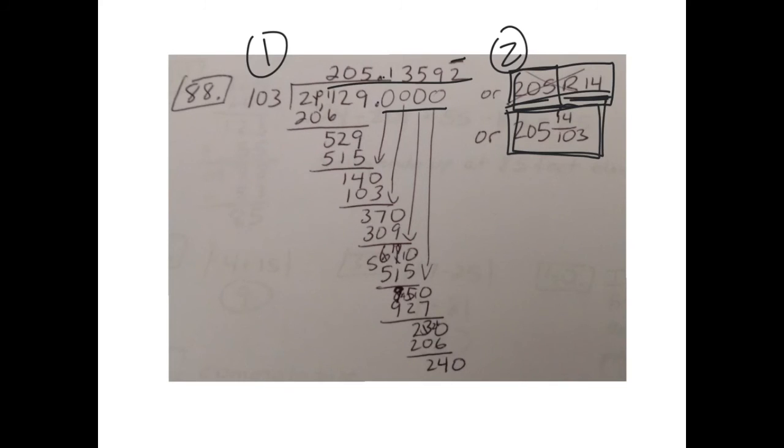When you get that remainder, you can express your answer as a mixed number by putting the whole number, 205, and then putting that remainder, 14, over the divisor, in this case 103. Please make sure you get all three of these methods down in your notebook and understand the different methods of dividing and finding the quotient and ways to represent that quotient.